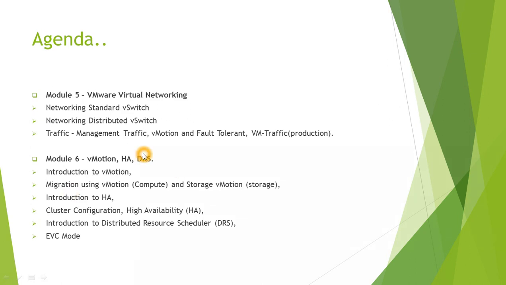So after module 4, storage, we'll be jumping into networks. We'll look in module 5, which will be VMware Virtual Networks. I'll go through the standard switches, the distributed switches, and then we'll look into different types of traffic like vMotion, fault tolerance, and VM protection traffic. Then we'll look into module 6, which is the advanced bits like vMotion, HA, DRS.